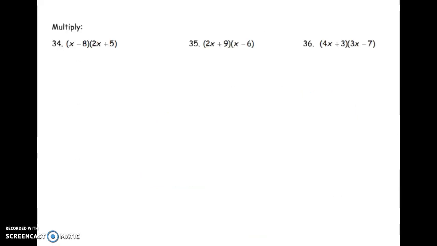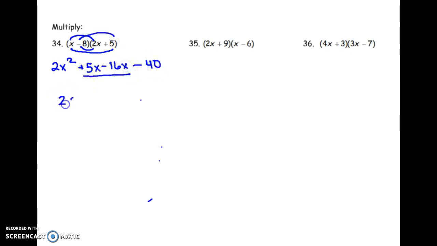Looking at 34, 35, and 36, I'm just going to FOIL. So my first would be, and a lot of times I just like to make little lines, x times 2x is 2x squared. My outer would be 5x. My inner would be negative 16x. And my last would be negative 40. Now, when I combine my like terms right here in the middle, 2x squared minus 11x minus 40.